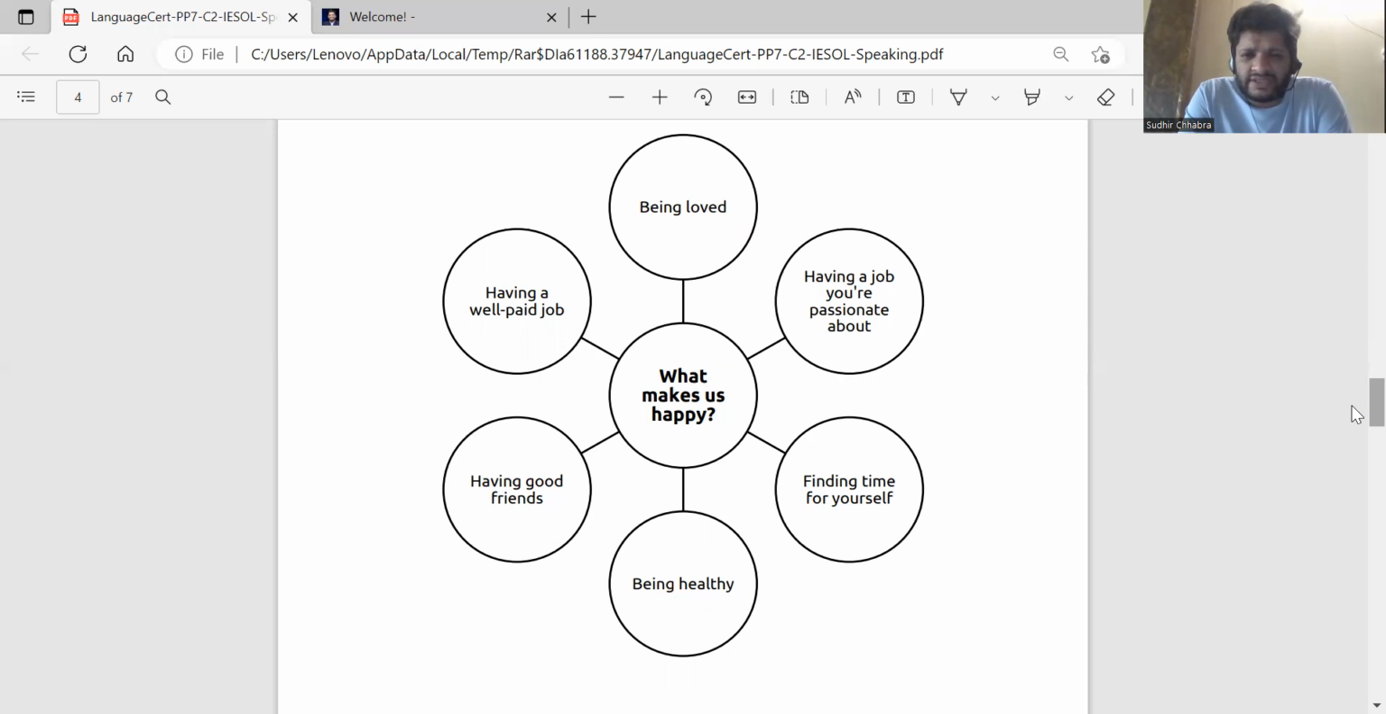Having a job you are passionate about, this again is something very important, because when you're passionate about something and you get it as your occupation, then you are doing it regularly, and when you do something regularly and that thing actually makes you merry, then nothing is better than that. If you have a job you're not passionate about, then you are doing something opposite.